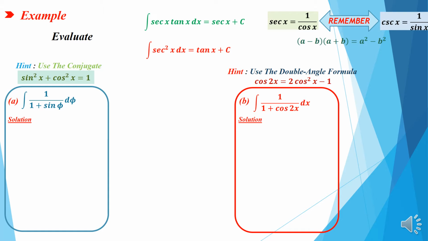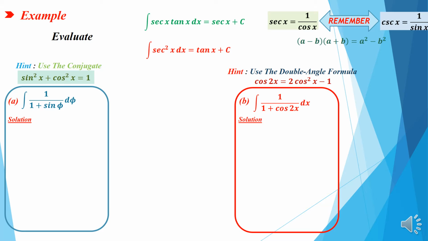Hi everyone, in this example we don't have a direct integral. You have to do something to prepare the inside function, then you can integrate the function you have. So in part A you have to use the conjugate and you have to use the identity sine squared of x plus cosine squared x equals 1. So this is your hint in this example.